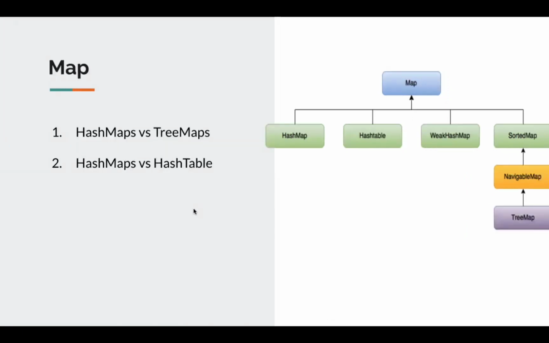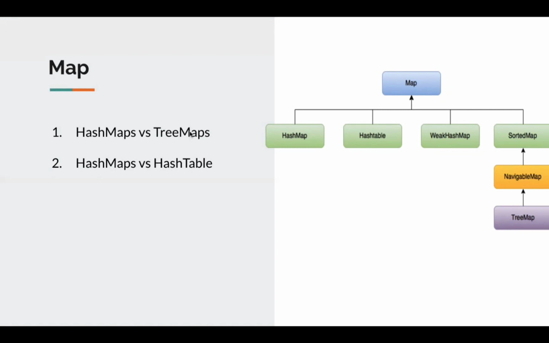Let's come to maps. As we discussed earlier, maps do not fall under the collection hierarchy because they store two values, a key-value pair. It has four implementation classes: hash map, hash table, weak hash map, and sorted maps. The sorted maps are tree maps. And as we know, tree map stores everything in an ascending order. The tree set stores everything in an ascending order, so does tree map.